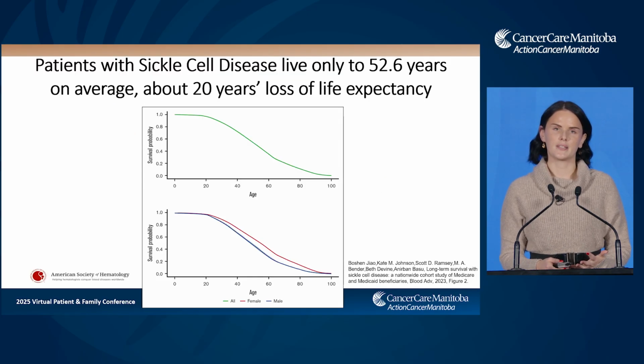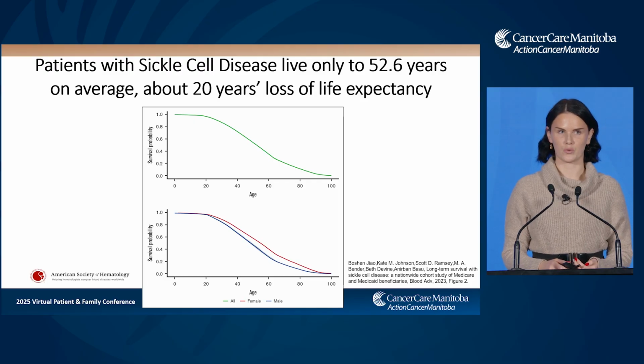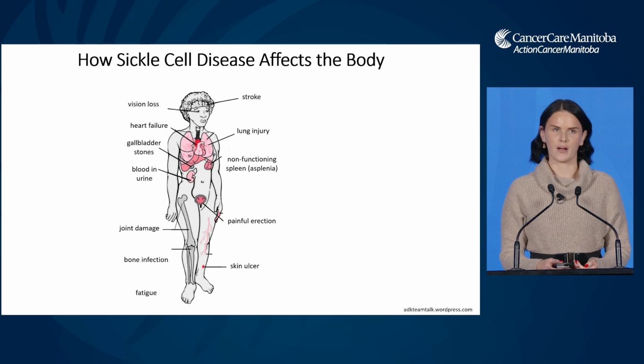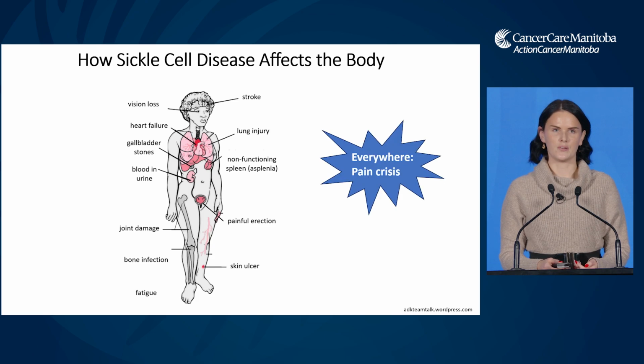Now, because of this, sickle cell patients only live to about 52 years old, and on average, that is about 20 years loss of life expectancy. Now, how this disease manifests, it's quite numerous. You can have strokes, you can have heart failure, certainly bone damage, kidney damage, but the main thing is that it causes pain, and not infrequently.